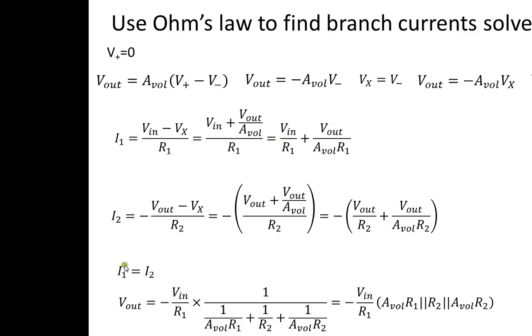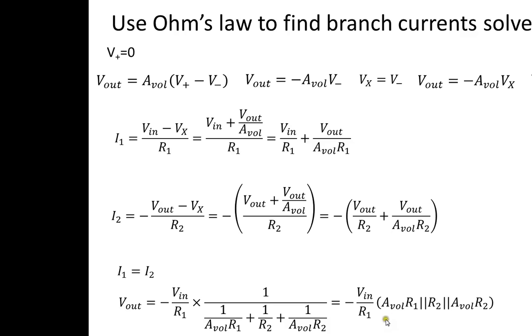We set them equal to each other, and we get V out equals minus V in over R1, which should look familiar, times this relationship, where if you look carefully, it's really the open loop gain times R1 in parallel with R2 and parallel with the open loop gain times R2. Now the thing is, if you know anything about parallel circuits, if one resistor in a parallel sequence is a lot bigger than another, its effect drops out.